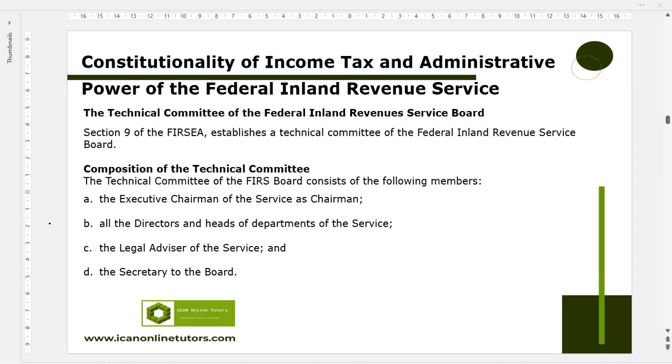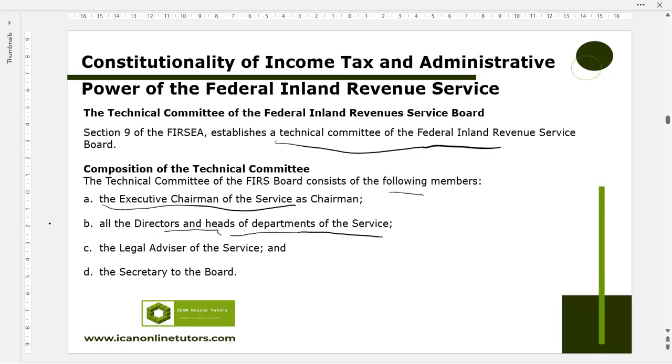So then we have the technical committee. I was about to say something about the technical committee at the beginning of the class, guys, but I skipped it. Section 9 of the FIRSEA establishes a technical committee of the Federal Inland Revenue Service Board. But what do they do? What is their composition? The technical committee of the FIRS board consists of the following members. One, the executive chairman of the service, who is also the chairman of the board, shall also be the chairman of the technical committee. And then also all the directors and heads of department of the service.